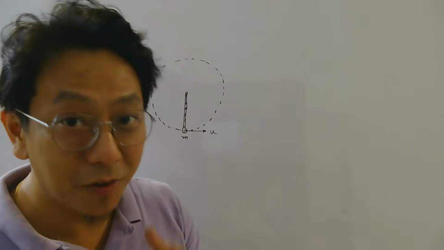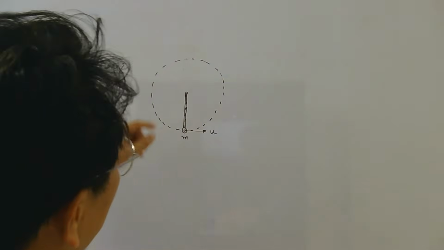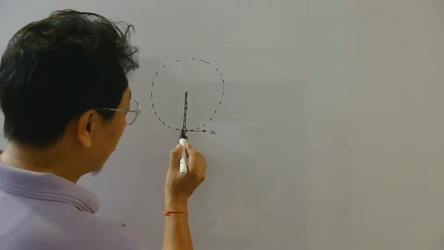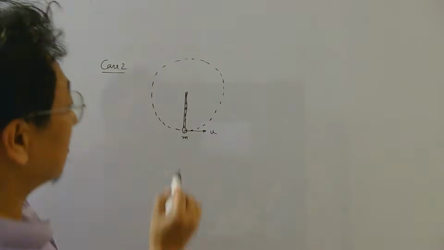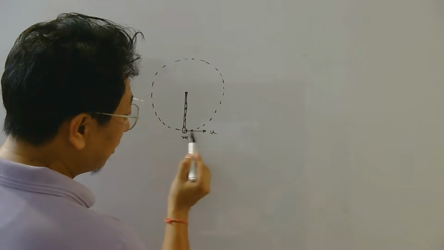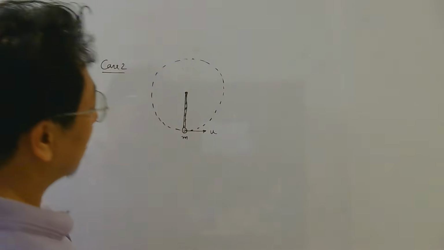Now, for the sake of understanding, I have taken case 2 first. So in case 2, you remember, right? There was a rod whose mass is negligible, and here is a body whose mass is m. Remember, this end is fixed. Now, we have to find the minimum velocity u so that it completes the circle.